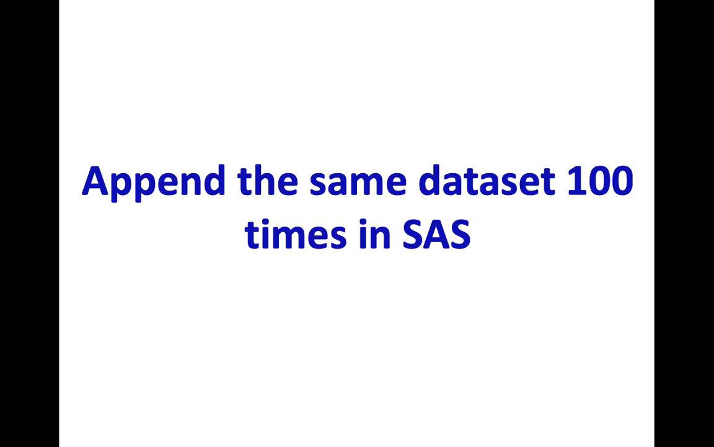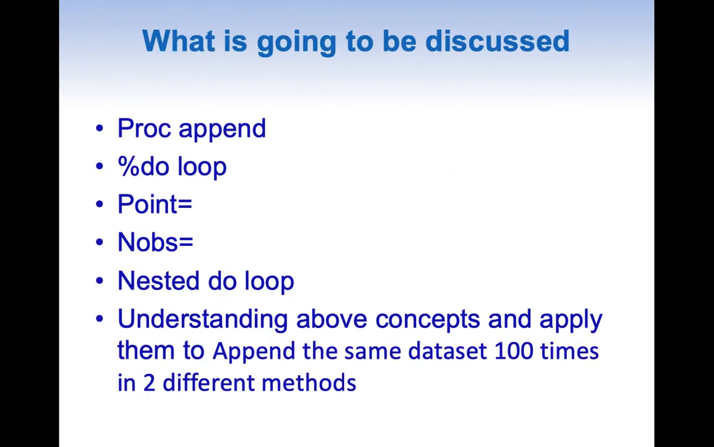This is Kiran. Today's topic is about how to append the same dataset 100 times in SAS. Let's quickly look into the topics which we are going to discuss. The first one will be PROC APPEND, then we will be discussing the %DO loop, then the concept of the POINT= option, the NOBS= option, and the nested DO loop. By understanding these five concepts, we will apply them and append the same dataset 100 times in two different methods.